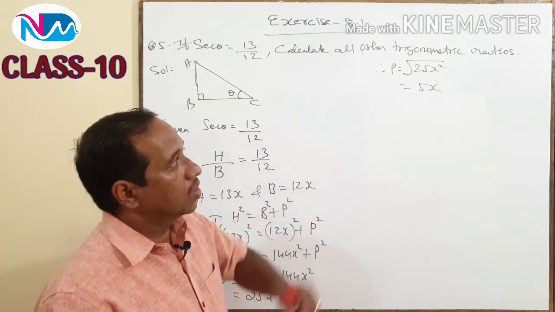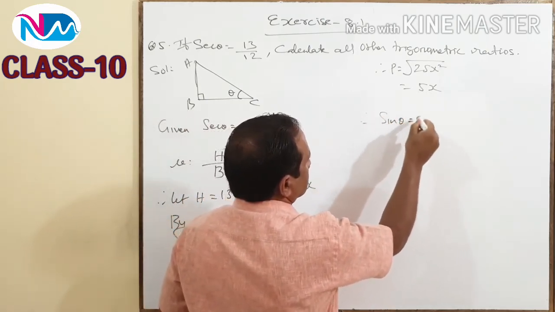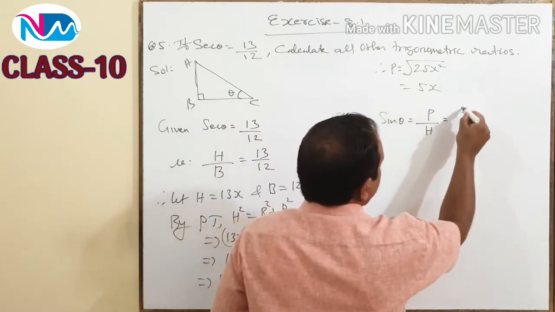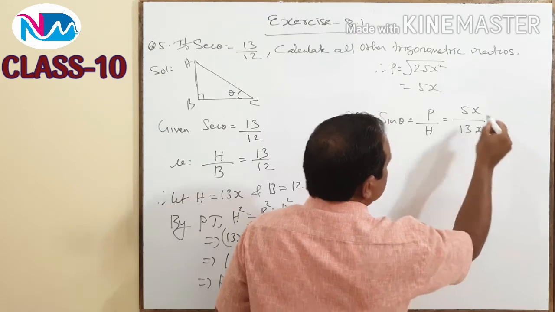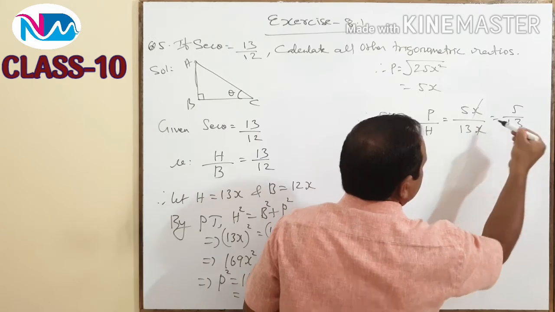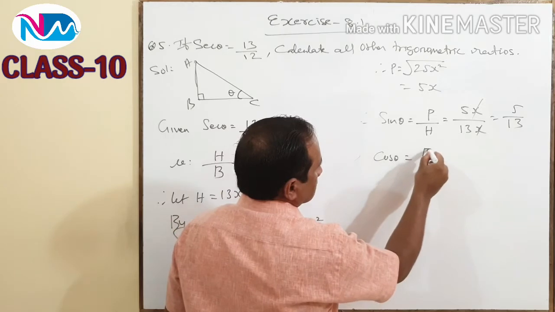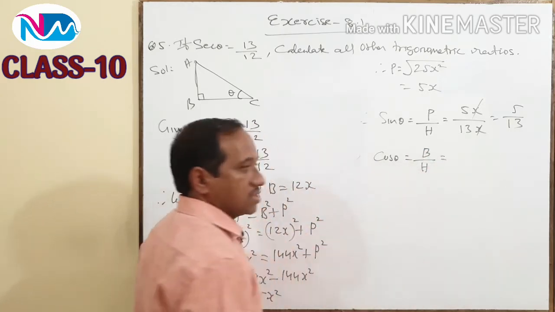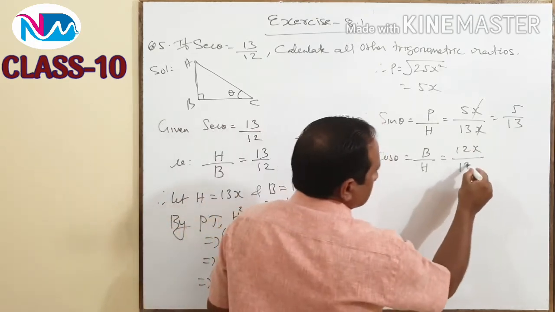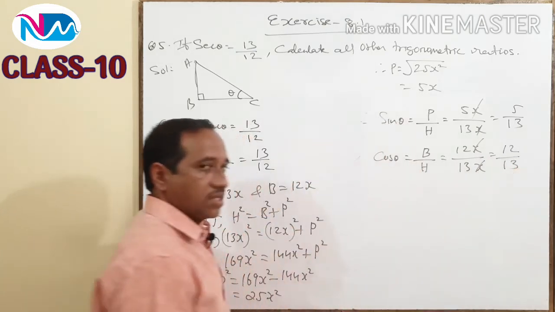Now we have to find all other trigonometric ratios. Therefore, sin theta is perpendicular by hypotenuse, perpendicular 5x by hypotenuse 13x. Here x and x will be cancelled, so 5 by 13. The next ratio is cos theta. Cos theta is base by hypotenuse. Here base is 12x by hypotenuse 13x. X will be cancelled. We get 12 by 13.